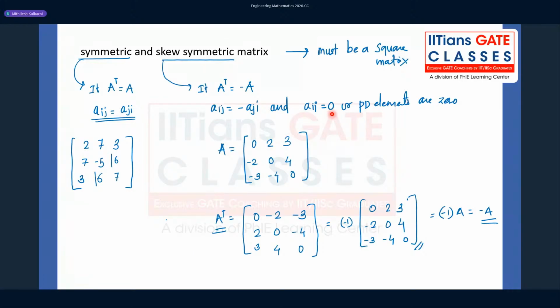Principal diagonal elements are 0. Can we prepare a skew symmetric matrix with principal diagonal elements other than 0? Is it possible to write a skew symmetric matrix with a principal diagonal element apart from 0? No, right? We cannot. Because when you take minus common, the sign will change. Transpose is only impacting the other elements. The principal diagonal remains intact.